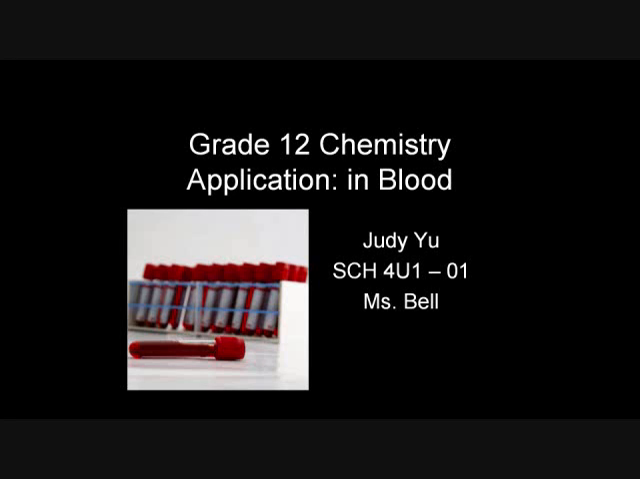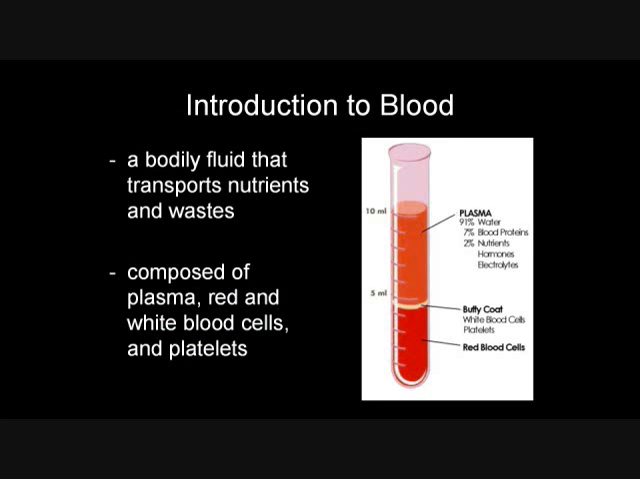Hi, my name is Judy, and for my grade 12 chemistry summative, I'll be talking about the application of chemistry in blood. So blood is a bodily fluid that transports nutrients and wastes to and from body cells. It is composed of liquid called plasma that contains proteins, glucose, mineral ions, hormones, and carbon dioxide. Platelets and red and white blood cells are also part of the composition of blood.